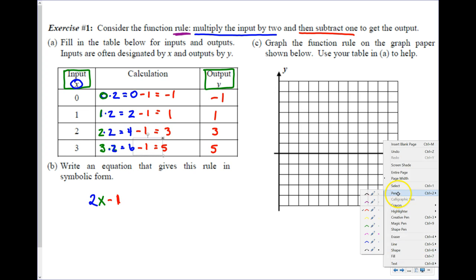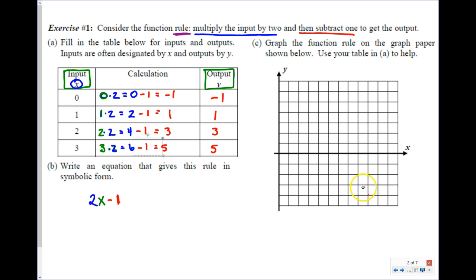So there's my rule. 2x minus 1, and what's it going to equal? What is my output? Y. So there's my rule. 2x minus 1 equals y. Okay? Usually you'll see it in this form, y equals 2x minus 1. You'll see the y in front. Okay? So that's my equation. Write an equation in symbolic form. Then part C has us graphing it.